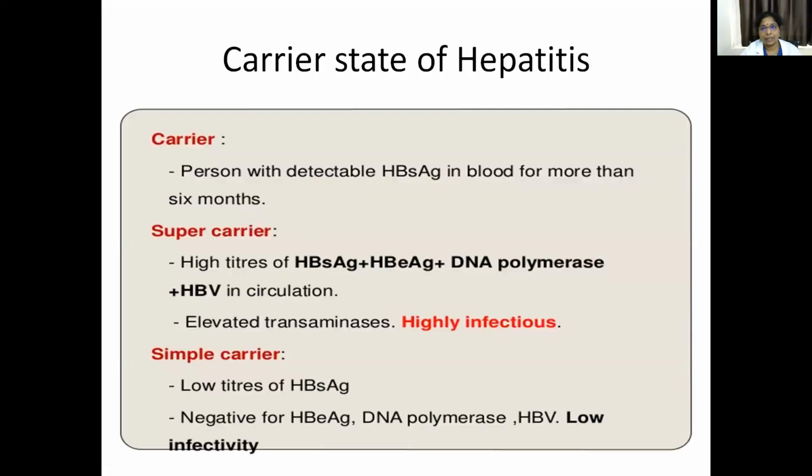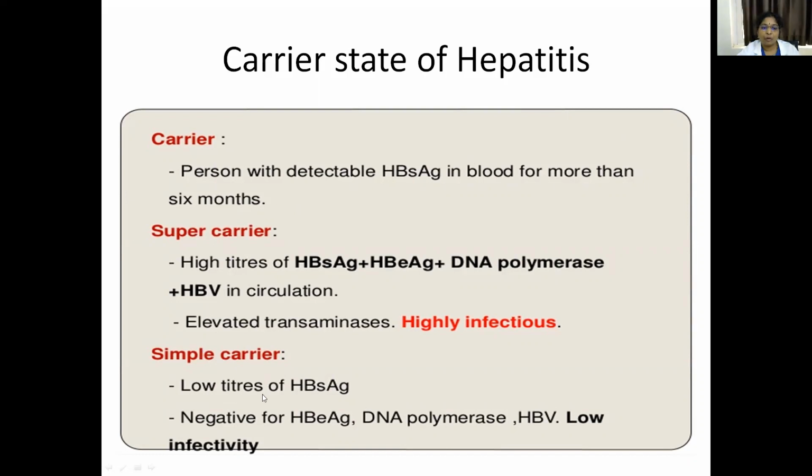What is the carrier state of hepatitis? So who is a carrier? Who is called a hepatitis carrier? A person with detectable HBsAg in the blood. If hepatitis B surface antigen is present in the blood for more than 6 months, then the person will become a carrier. And there are 2 types of carrier. One is simple carrier, the other one is super carrier.